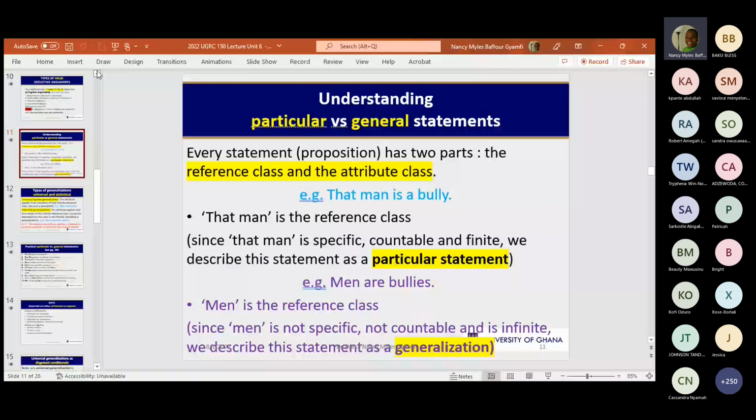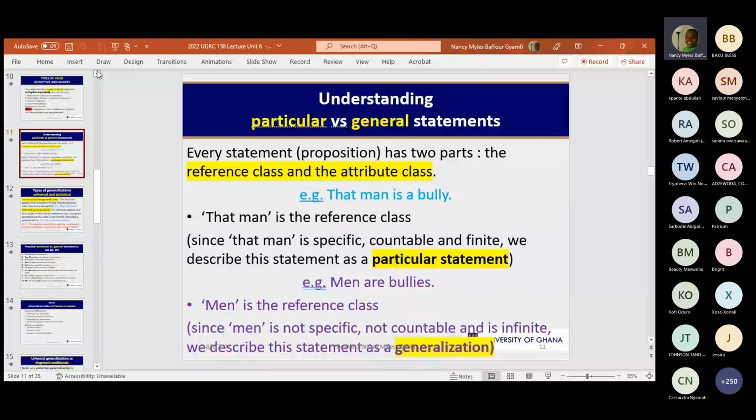And so we say specific, it's a particular statement. I'm referring to a particular thing. I can lift it, I can count it. I can finish counting, finite. But when it is not something you can finish counting, then we say it's infinite, infinity. It doesn't end. You won't ever finish counting the members of that set.